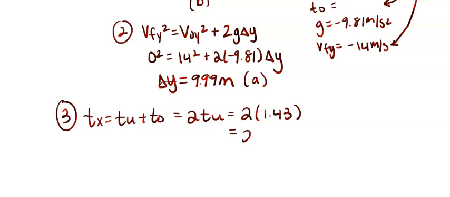So the total time is just up plus down, or 2 times time up. So we get a time of 2.86 seconds. And that's the time that it is spending while in the air.